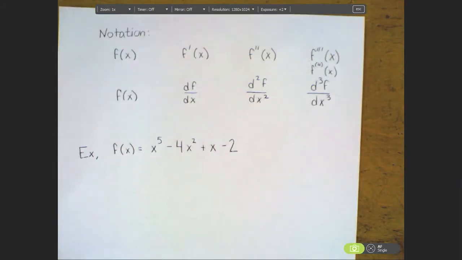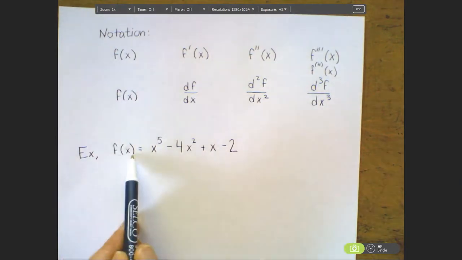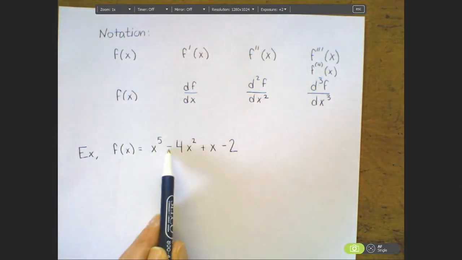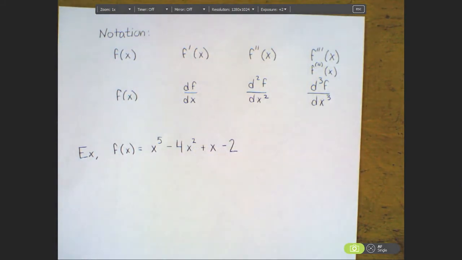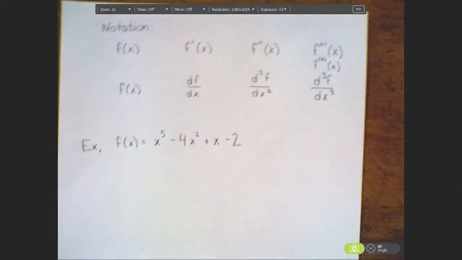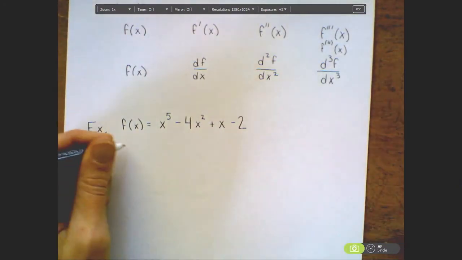And let's look at how we could evaluate this numerically. So for example, let's say I have a function given by f of x is equal to x to the 5th minus 4x squared minus x minus 2. Let's say I want to take the 10th derivative of this function. Let's just start by taking some derivatives and see what happens.